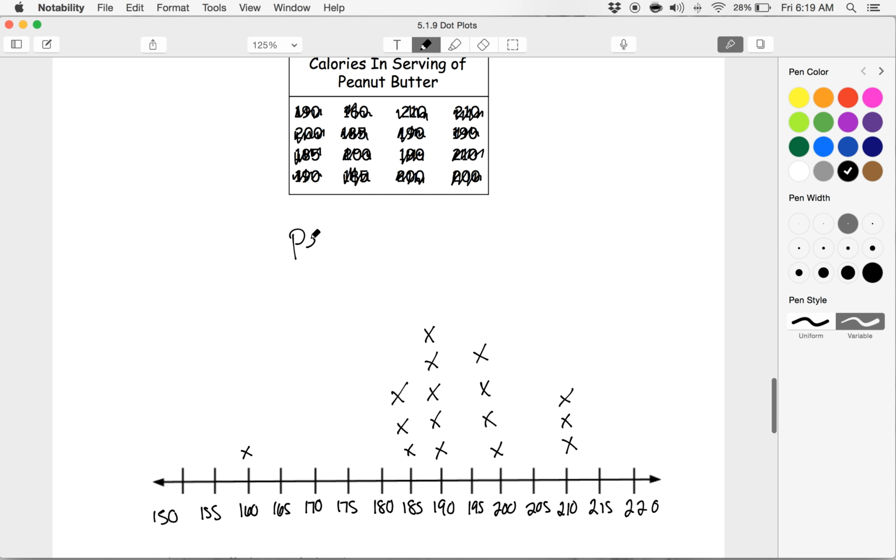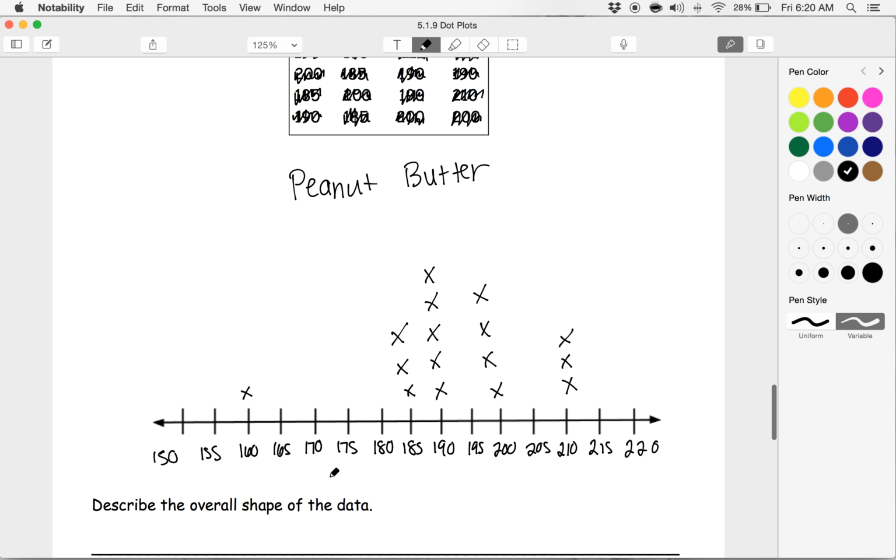Okay, so this talked about peanut butter. And down here, this represented the calories. So this is the amount of calories.